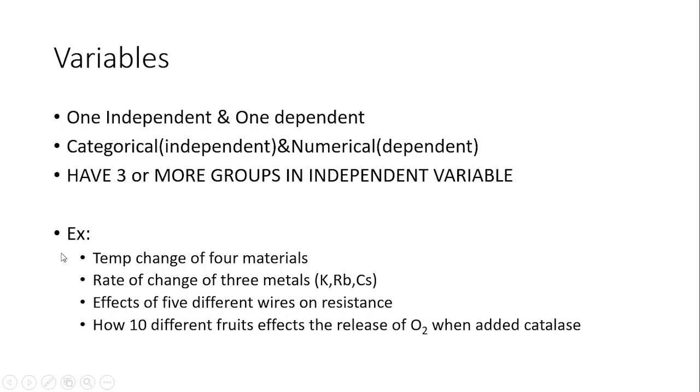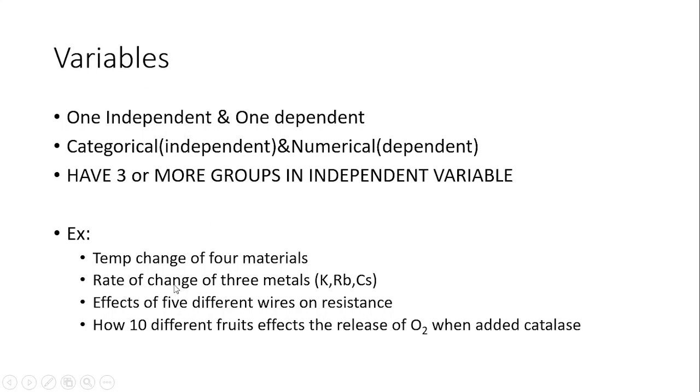These are the exact same examples that I put for t-test, but the difference is that we have 4, 3, 5, and 10 groups in our independent variable. So let's examine these. Temperature is measured with a temperature probe or a thermometer, so it's numerical, and it's dependent on the 4 materials. And since there are 4, we should do ANOVA.